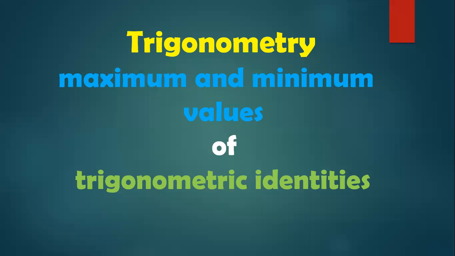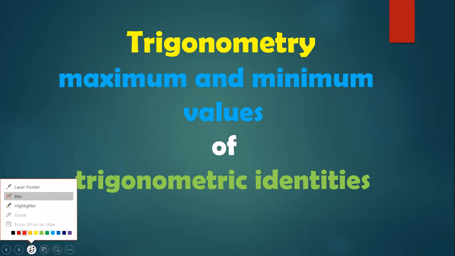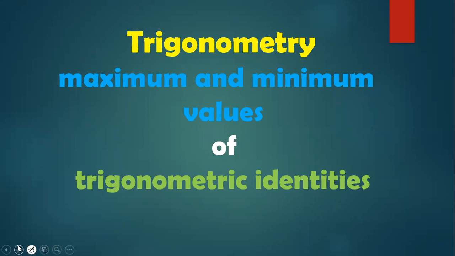So today's topic is extremum values of trigonometric identities, that is, maximum and minimum values. Let us see. For example, the concept is f of theta equals A cos theta plus B sin theta. Once again, I'm revising this concept. Dear students, listen carefully. How do we find the maximum and minimum in these cases?